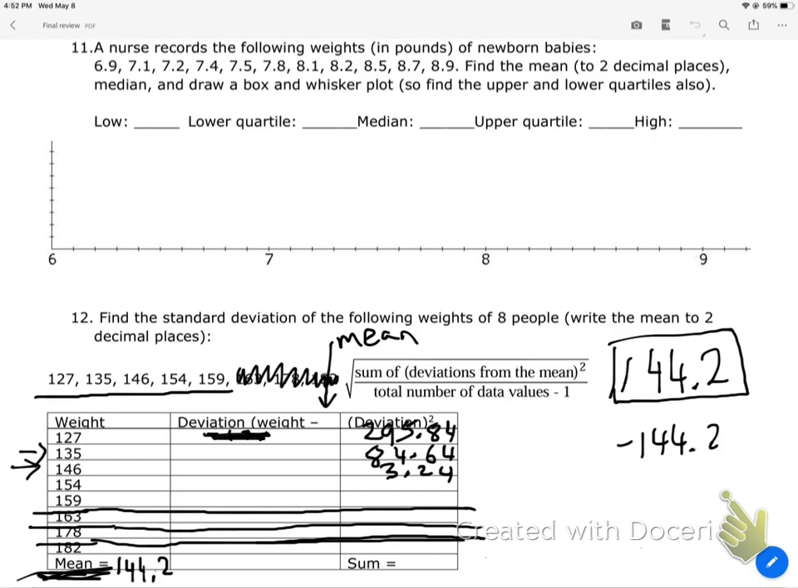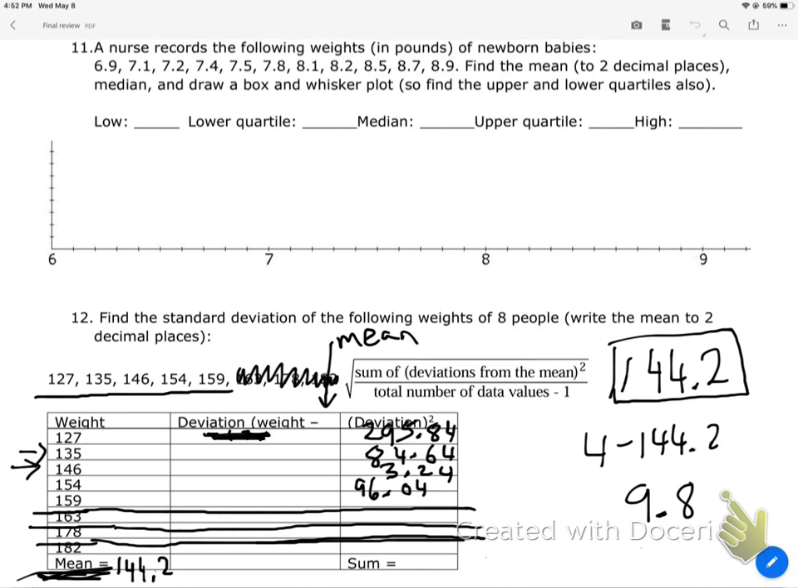Let's keep on going. Right, let's take a look at the 154. So what's 154 minus 144.2? Now that's going to be 9.8. So of course I need to square it. So 9.8 squared. That's 96.04. So this is going to be 96.04, okay, for the 154.